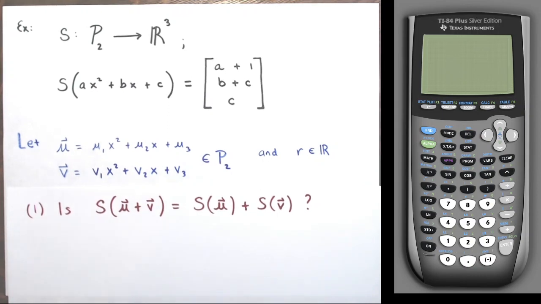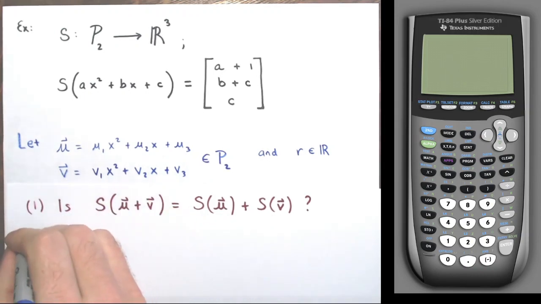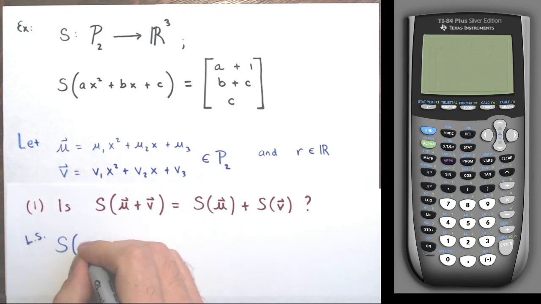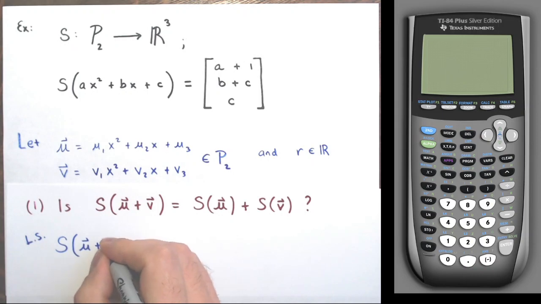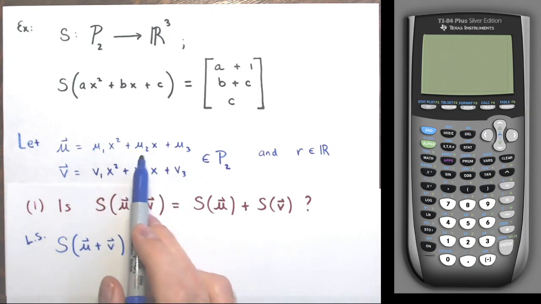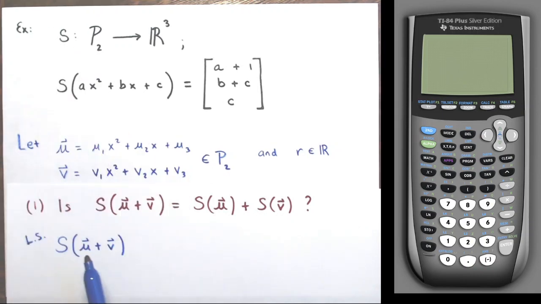Okay, so again here with the left side, I'll just start with that left expression, see what I get from that. So what is S of u plus v? All right, so remember, u and v are polynomials. They're degree 2 or less polynomials, these guys here. So when I'm performing addition here, it's just the adding of polynomials. So the addition inside here is the addition from P2.